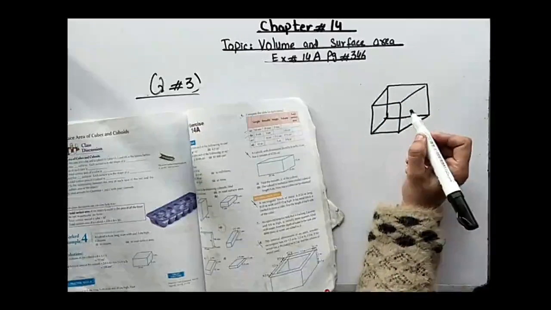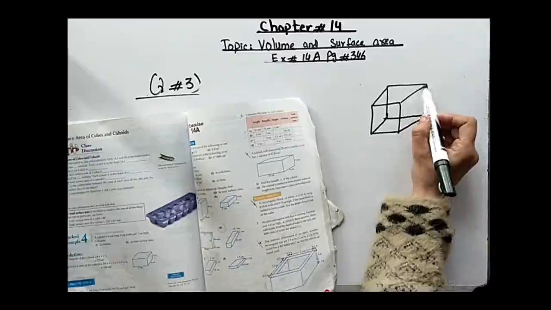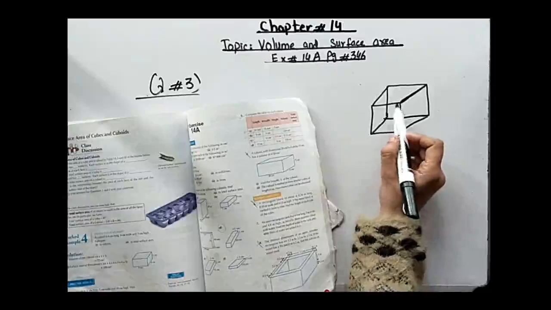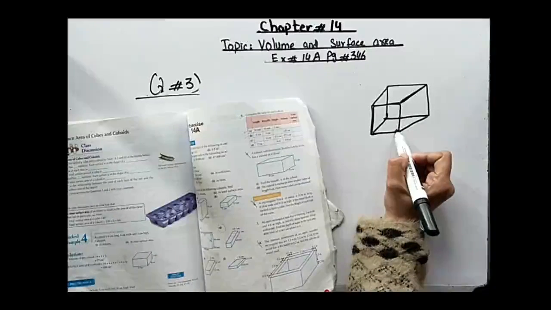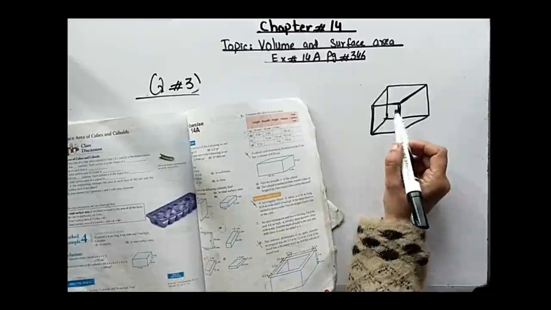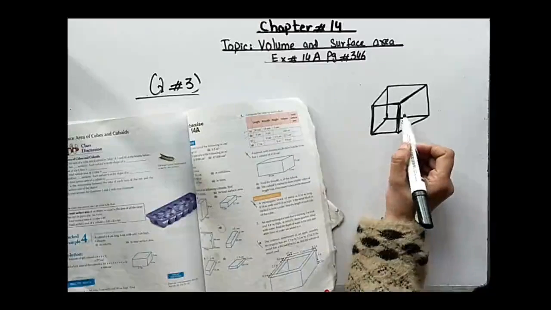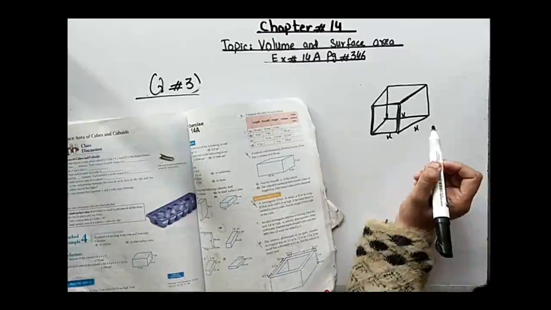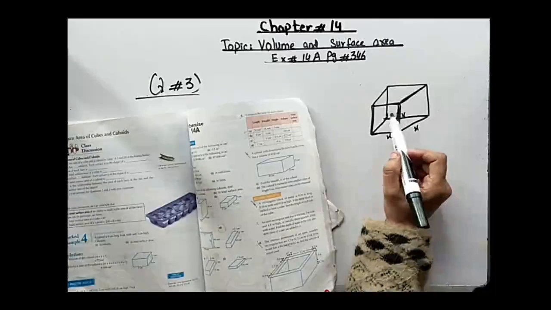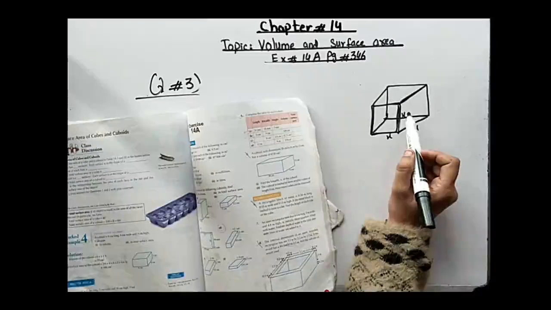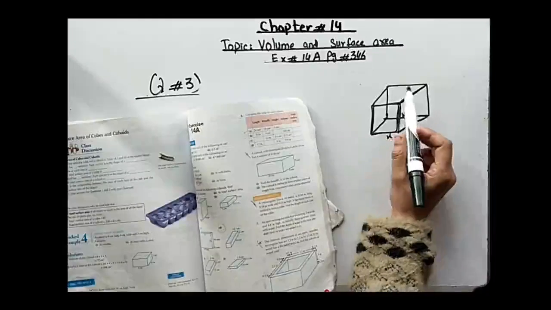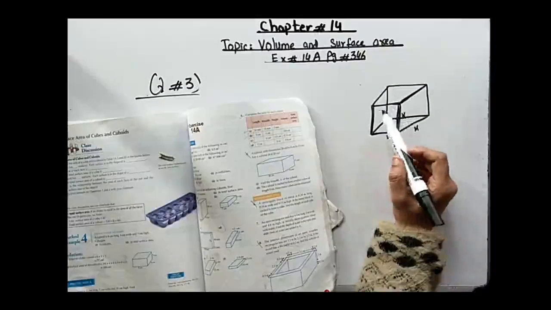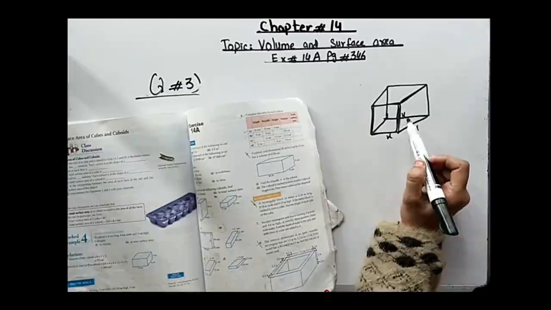In a cube, each side is a square shape. You can see here this shape is a square. Square means all the sides have the same length. If this side is equal to x, then this must be equal to x, and this must be equal to x. All the sides have the same length. So a cube has 6 sides: 1, 2, 3, 4, back side 5, and then down side 6. So there are 6 square sides.